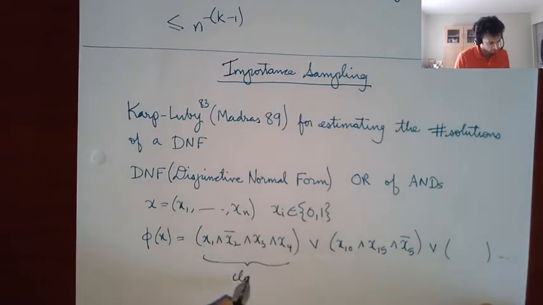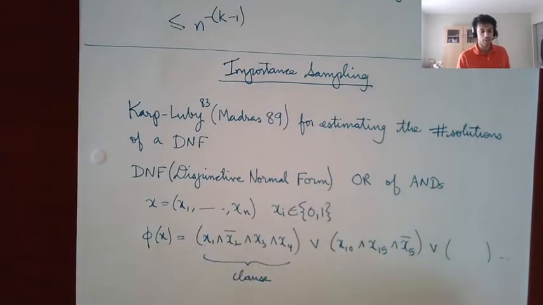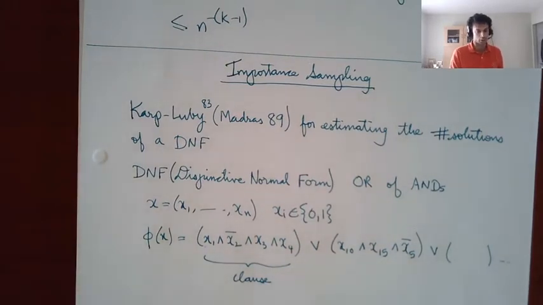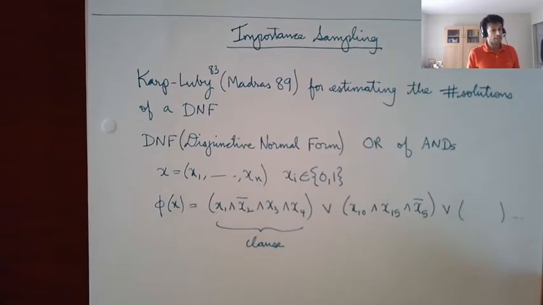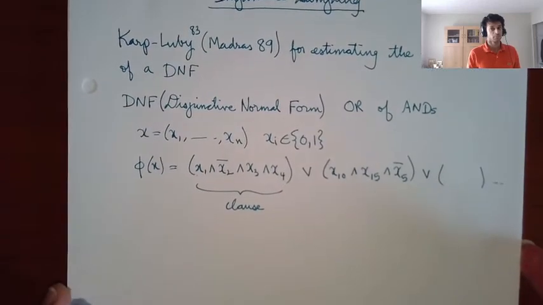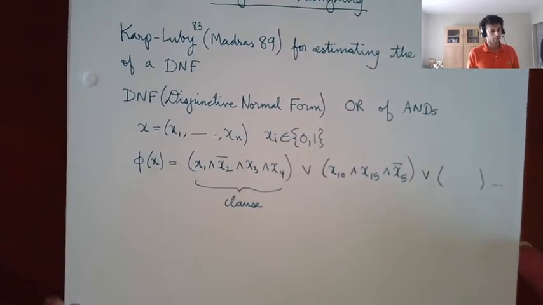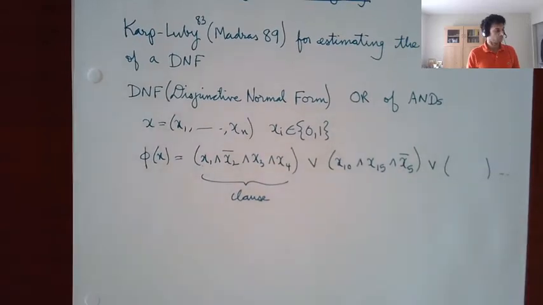Each of these is called a clause, and this is a disjunction of clauses. Each clause is given by ANDs. This is called a DNF. Now, my first question is, can you solve satisfiability for a DNF? Yeah, just exhaustively. There are better methods than exhaustively. What is the polytime algorithm? Yeah, what is the efficient algorithm?